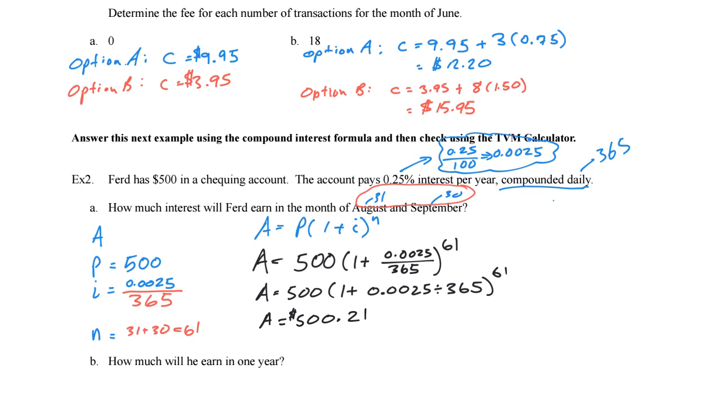So now, if I want the interest, it's just A minus P. And in this case, it's going to be 500.21 minus 500, which is 0.21. So that is the total interest that we made in the months of August and September. So if I ever ask you for that, you take the amount minus the principal. Now, let's go and work on this next problem.